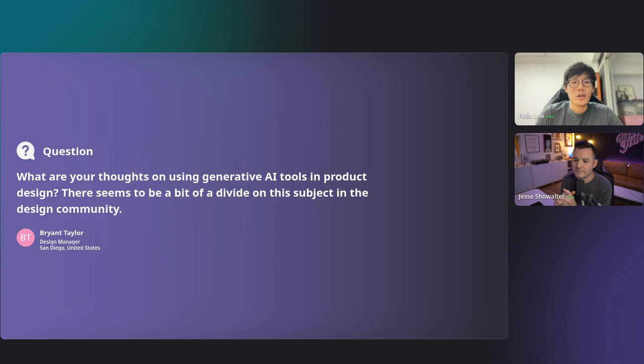There seems to be quite a bit of divide on this subject in the design community. Love this question. Man, I am so for it. I'm so excited about AI. I think a lot of people are divided. Some people are fearful. They think it's going to steal their jobs, take away from something they do. But in my opinion, and I was just having a conversation with a friend of mine named Dan Mall, and he agreed with me, all it's going to do is release us from some of the mundane things, some of the things we don't want to do.